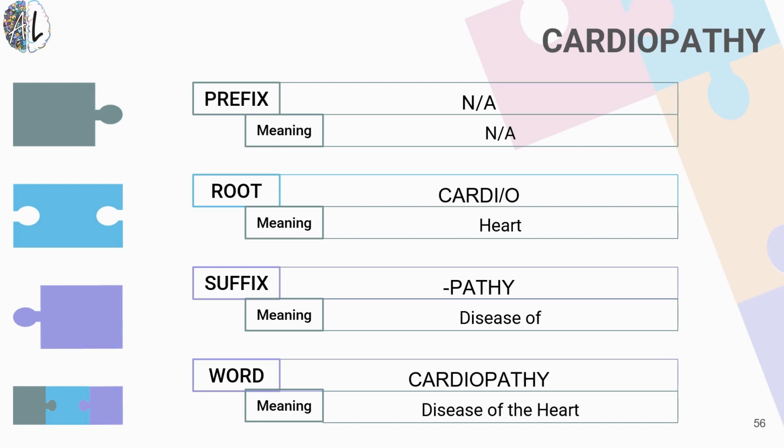So very similar to the word cardiac, which meant pertaining to the heart, cardiopathy refers particularly to disease of the heart. And so by simply switching up a suffix with the same root term, we create a whole new meaning to a word.